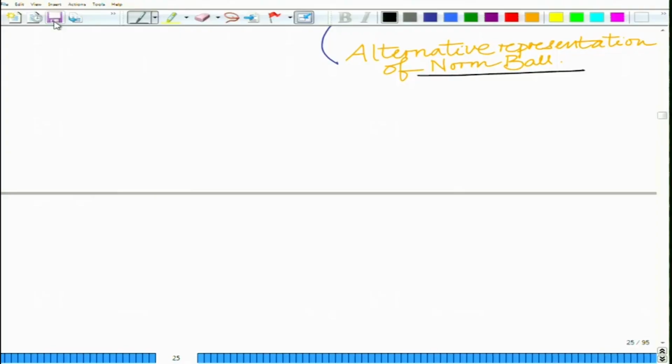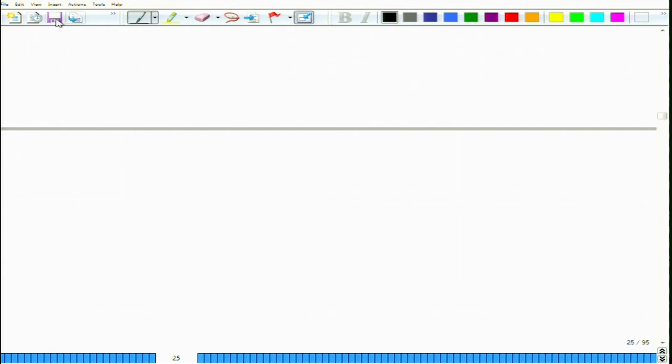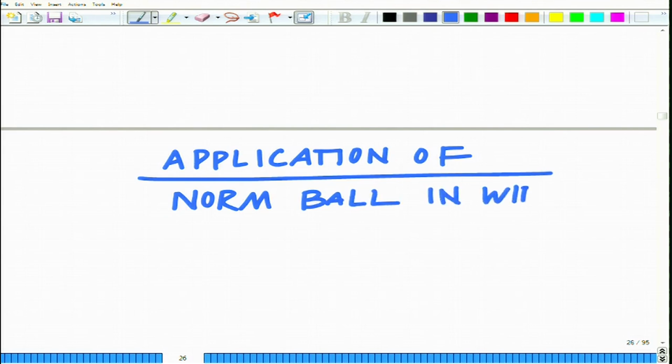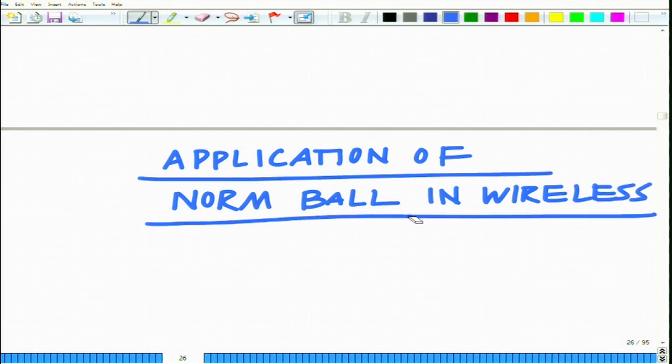Alright, so let us look at another application similar to what we have seen for the hyperplanes and half spaces. Let us again look at an application of the concept of norm ball for a wireless system, and this can be seen as follows.